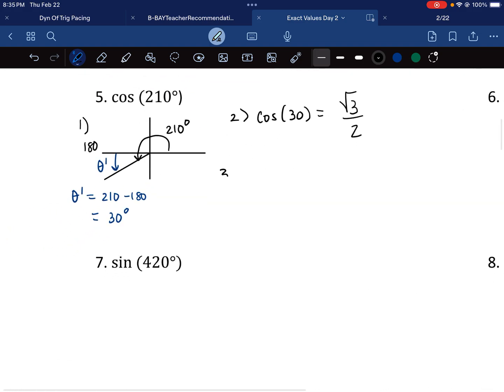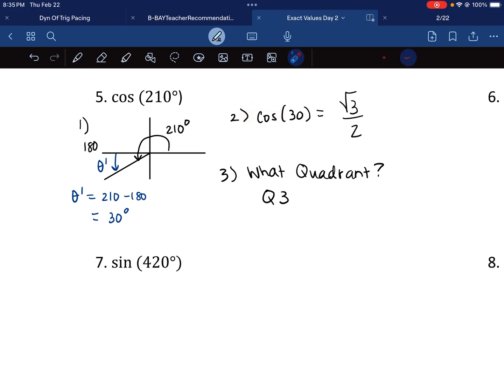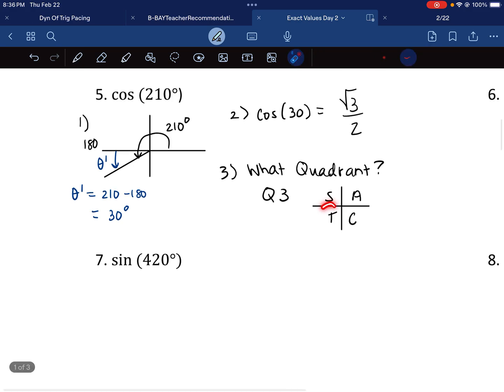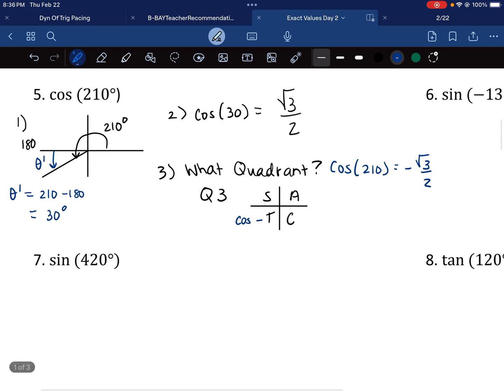The third step is going to be look at the quadrant. So what quadrant are you in? We are in quadrant 3, and we are looking at cosine. Okay, so think about all students take calculus. In quadrant 3, the only thing that's positive is tangent, which means that cosine is negative in quadrant 3. So cosine of 210 is equal to negative radical 3 over 2. And this would be our final answer.